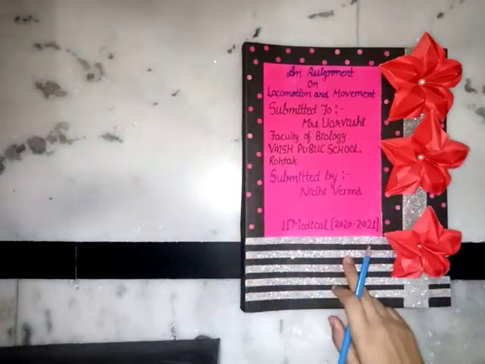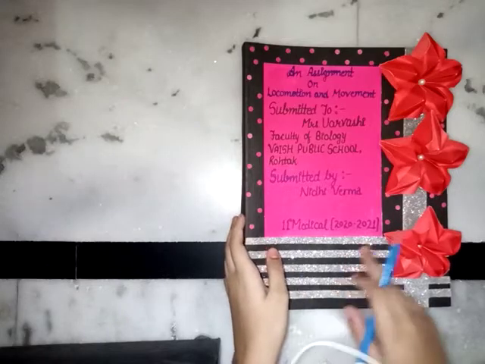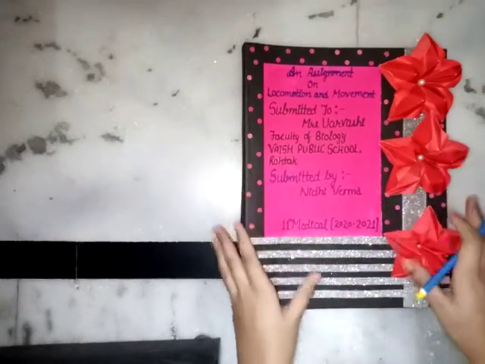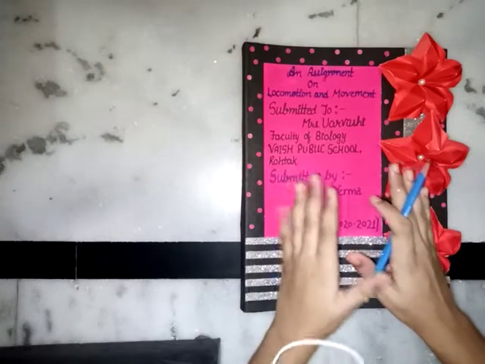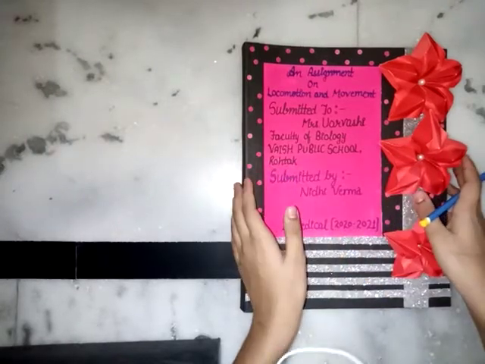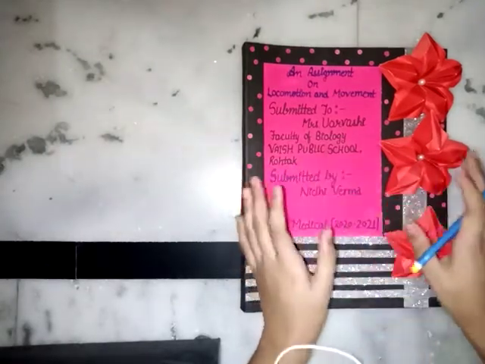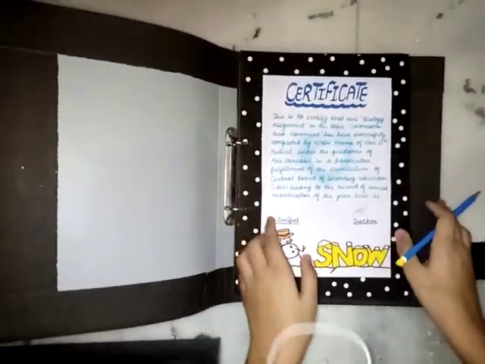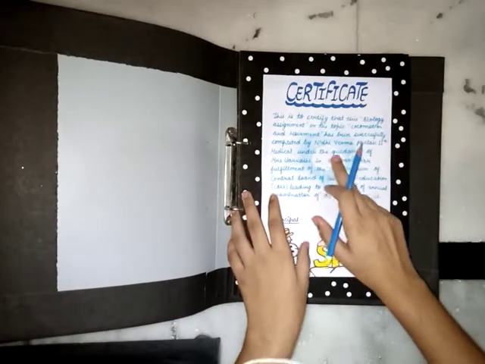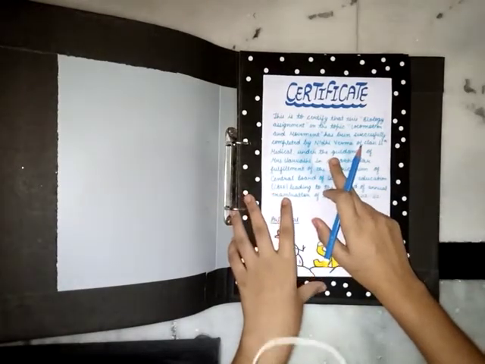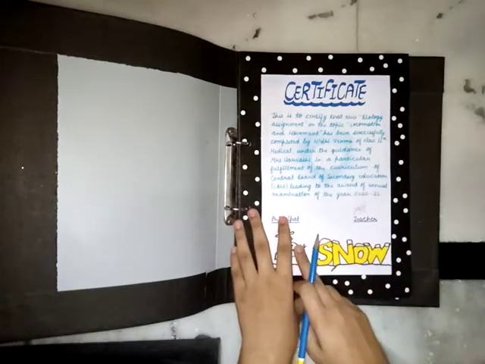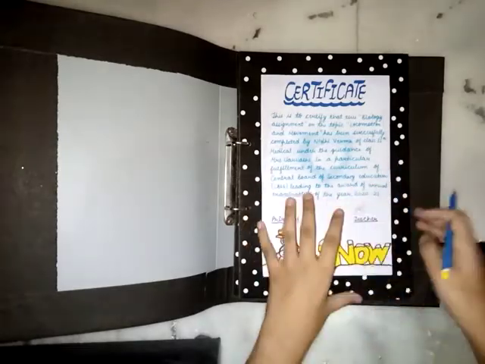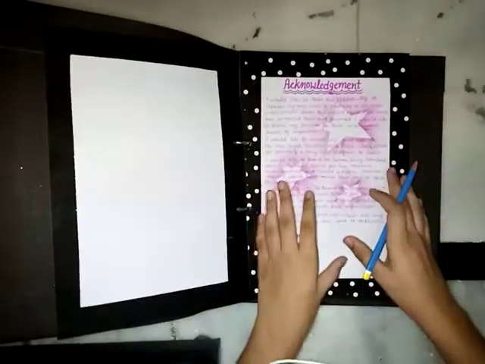By using the strips of silver glitter sheets and by making flowers, I decorated my whole page. All the pages of this assignment are decorated by dots around the sheets using punching machines. So this is my certificate page, and you can see this circle. This circle is drawn with the help of paper cutting and cotton. I drew this snowman and shaded this picture, so you will see these types of drawings in every page of this assignment.